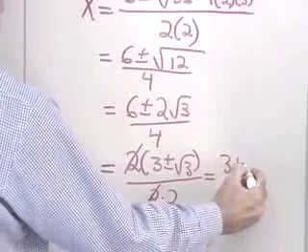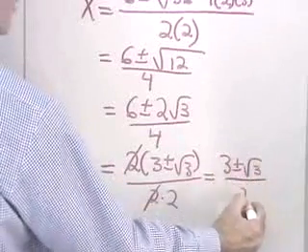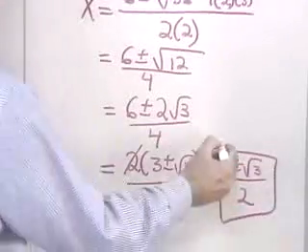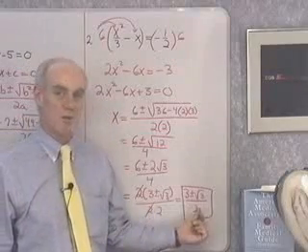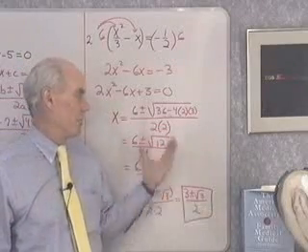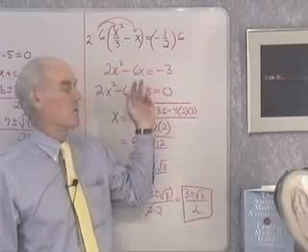3 plus or minus square root 3 all over 2. So two solutions to this equation, 3 plus square root 3 all over 2 and 3 minus square root 3 all over 2. I found them by applying the quadratic formula to this original equation.